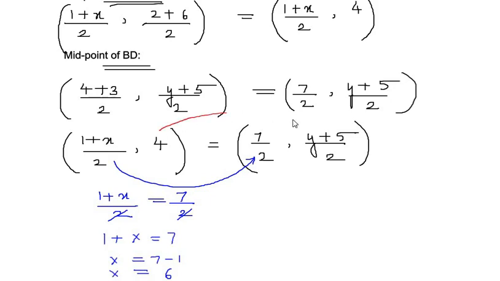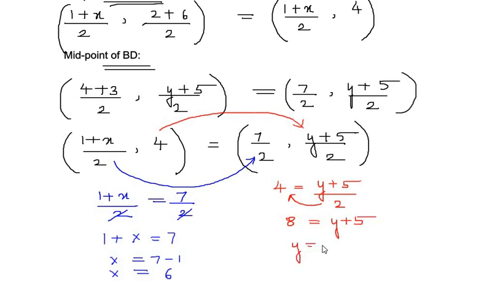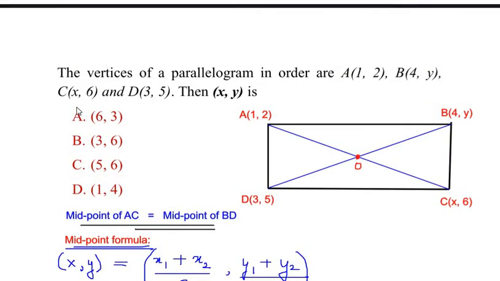Now let us compare the y values with each other. So here we have 4 is equal to y plus 5 over 2. So we take the 2 on the other side and multiply it with 4 and it gives us a value of 8. So 8 is equal to y plus 5, or y can be written as 8 minus 5, which is equal to 3. So we got the value of x as 6 and the value of y as 3. So let us see if this is one of the options given above. So 6, 3 is our option A.